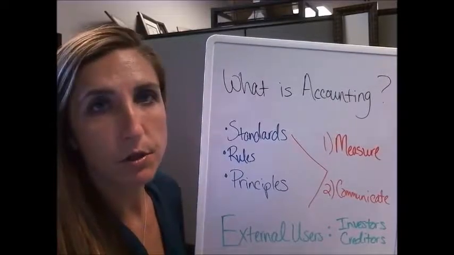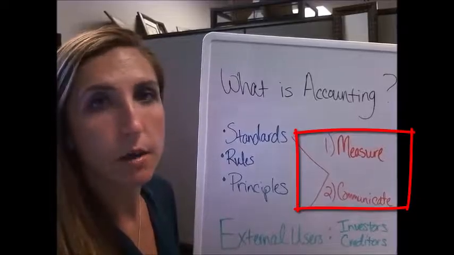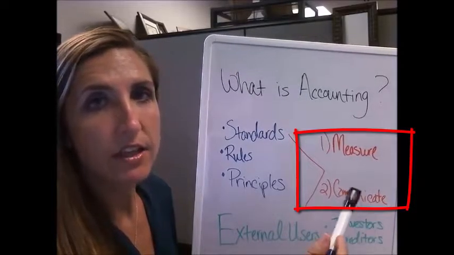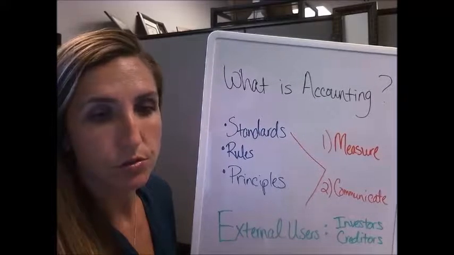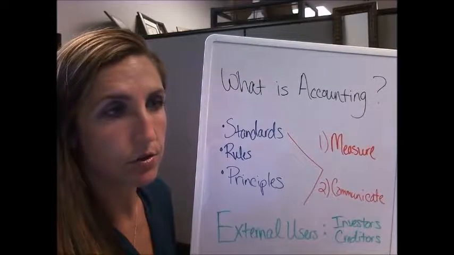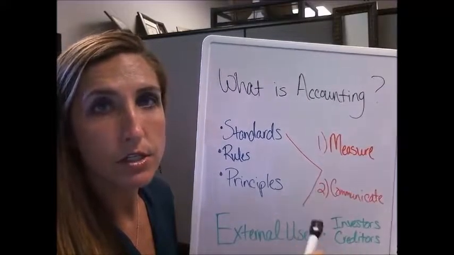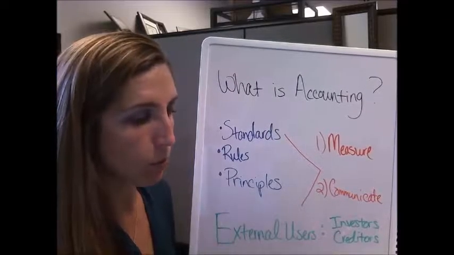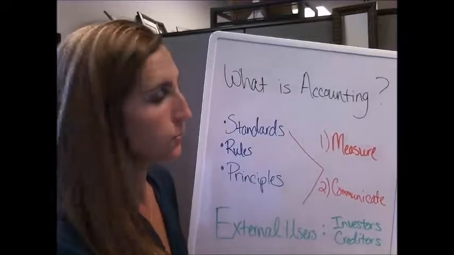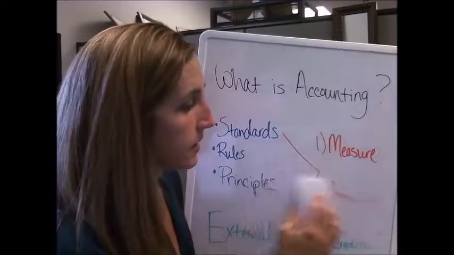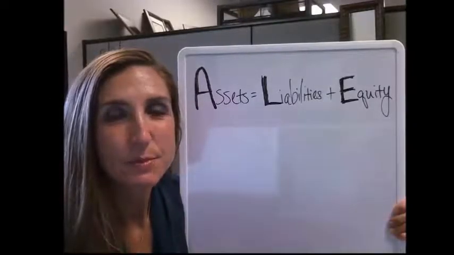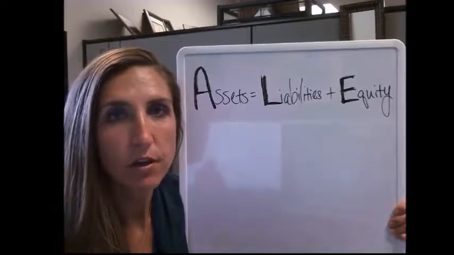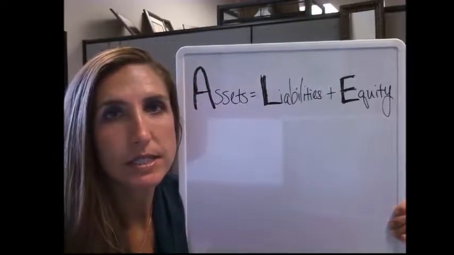How are we going to use them? You're going to use them to measure a company's financial position and then communicate that information to your external users, your investors and creditors. So now we're going to talk about the main accounting equation that we use to measure and communicate our financial position. The next part of the video, we're going to refer to our accounting equation and explain each element.